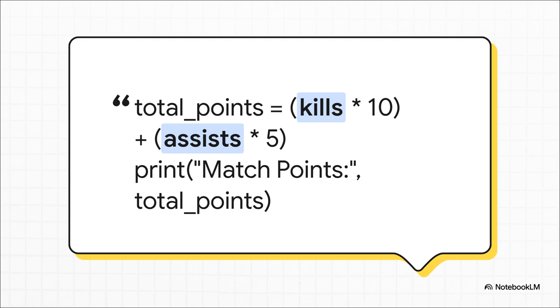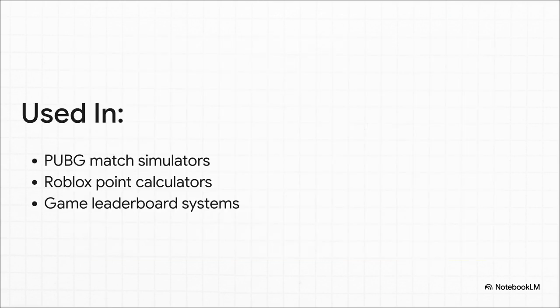Okay, so check this out. The code first asks the player for their number of kills and then for their assists. But here's the crucial part. See that int function wrapped around the input? That's the magic trick. That tells Python, hey, this isn't just text, it's a number. Because it's a number, we can then do math. We calculate the total points, maybe 10 points per kill, 5 per assist. And then, of course, we use print to show the player their final score. And again, this isn't just some made-up example for fun.